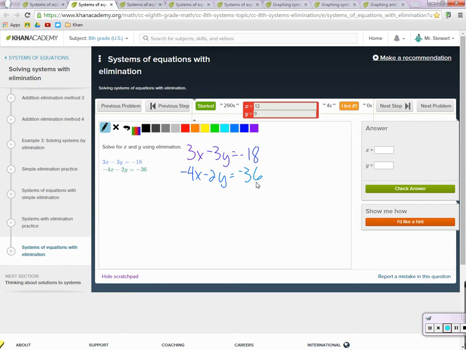Because you have to multiply each equation by something to get a similar. Okay, so we do things like this again, remember?